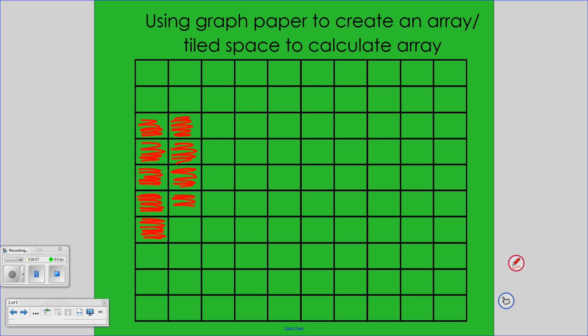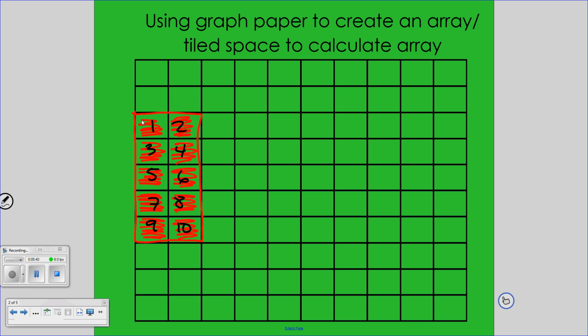What if I was given this shape right here, and it said, what is the area? One strategy you could use to find the area is to count them. Easy strategy is just to count. 1, 2, 3, 4, 5, 6, 7, 8, 9, 10. Easy strategy just to count. But we are already multiplication masters, so let's use that skill.